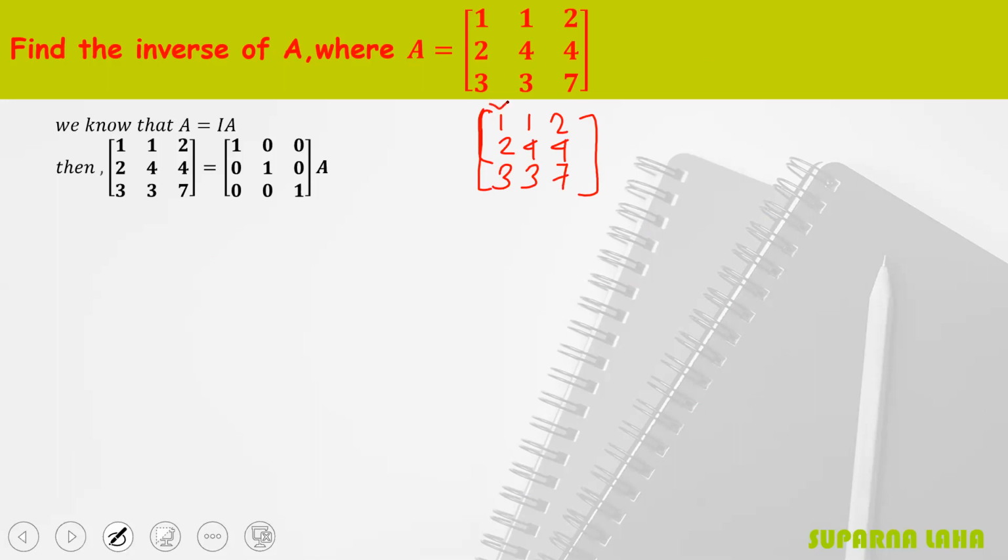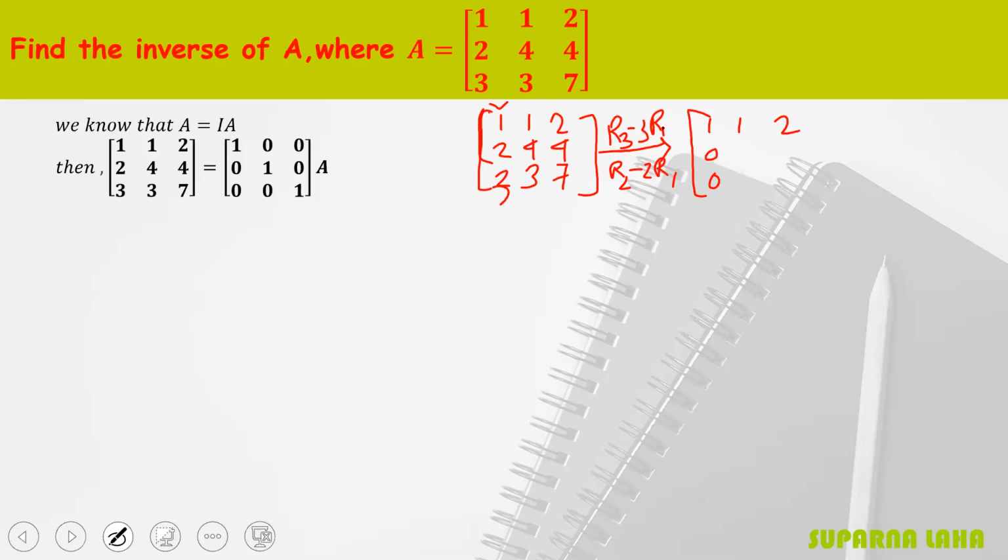Leading element is 1, so no need to change the first row. Now I have to make this element 2 and 3 into 0. So in the next line we will write 1, 1, 2 and these elements 0. How to make this one 0? This is given 2 and 3. So R2 minus 2 into R1, this will be 0. R3 minus 3 into R1, so that will also be 0. So this will be 0 and 0.